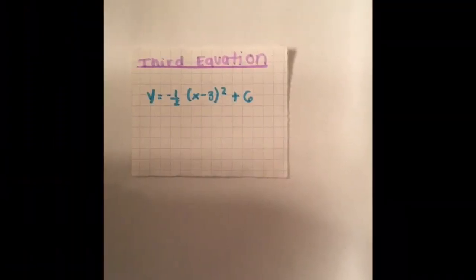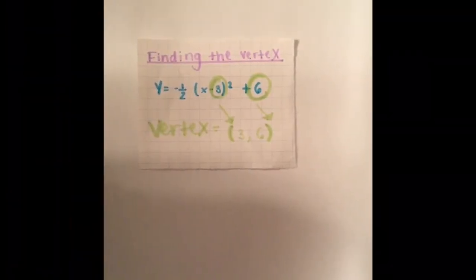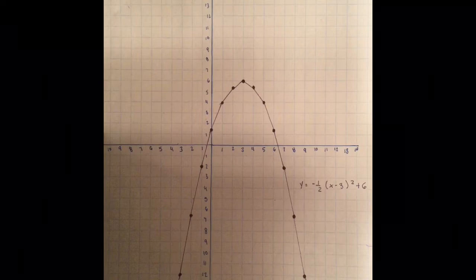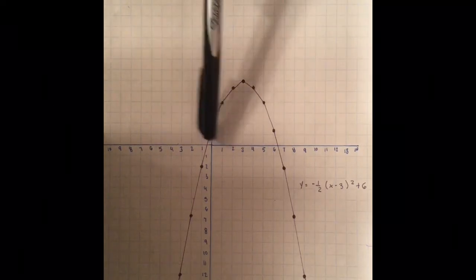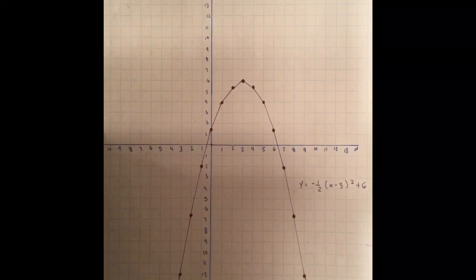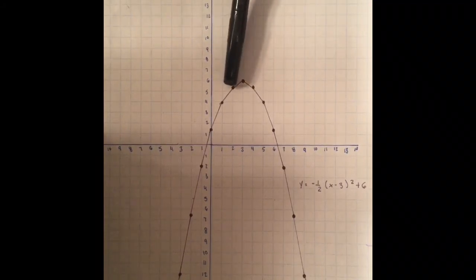The third equation is y equals negative 1 over 2 bracket x minus 3 bracket squared plus 6. The vertex for this equation is 3, 6, with a vertical compression of negative 1 over 2. To graph this equation, you start by plotting the vertex, which is 3, 6. Then again, same as before, you move over 1, and 1 to the power of 2 is 1, but this time you have to multiply that number by 0.5, making your plot here.